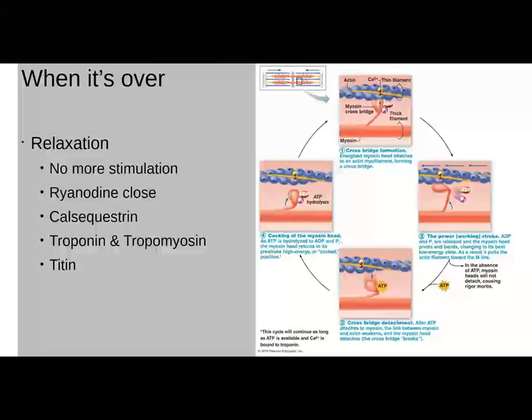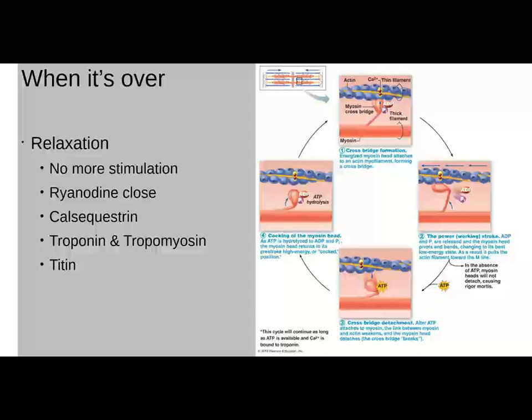But your muscles, once they've contracted, they have to relax again. So how does relaxation occur? What happens when a muscle is done contracting? Well, there's no more stimulation from the motor neurons. We stop sending action potentials to the muscle cells. And once we stop sending those action potentials, the ryanodine receptors close and calcium stops leaving the sarcoplasmic reticulum.